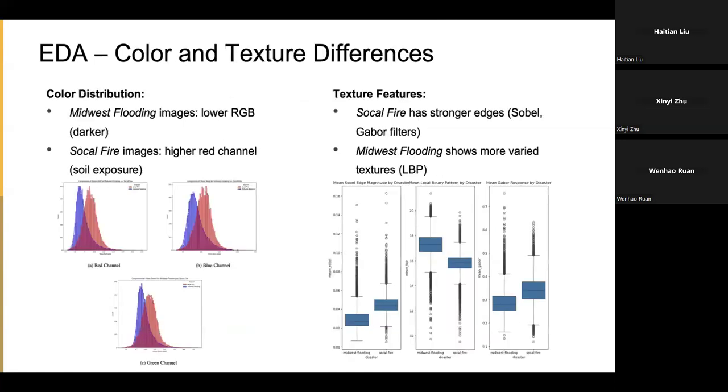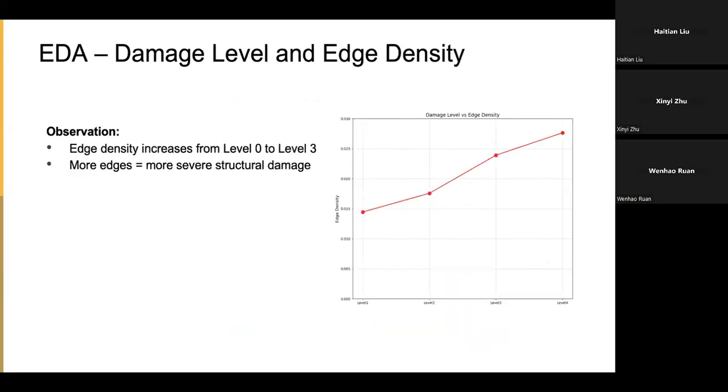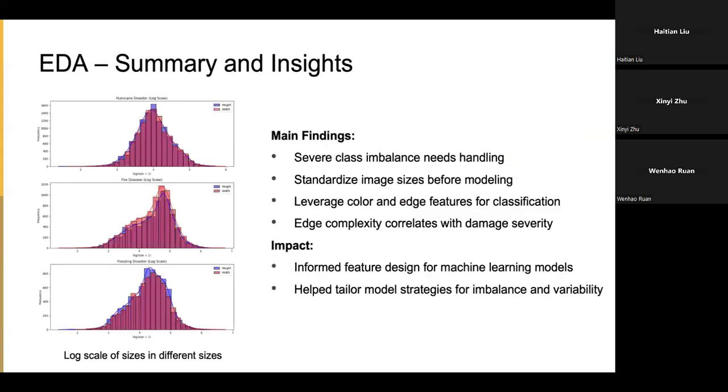For color and texture features, flooding images are darker, while fire images have strong red tones. In texture, the fire images show sharper edges and more structural breakdown, while the flooding images have more varied local textures. Edge density increases with the damage severity, and this confirms that the edge-based features are useful for damage prediction. In summary, these findings helped us engineer the features and plan for model adjustments like class weighting and size standardization.